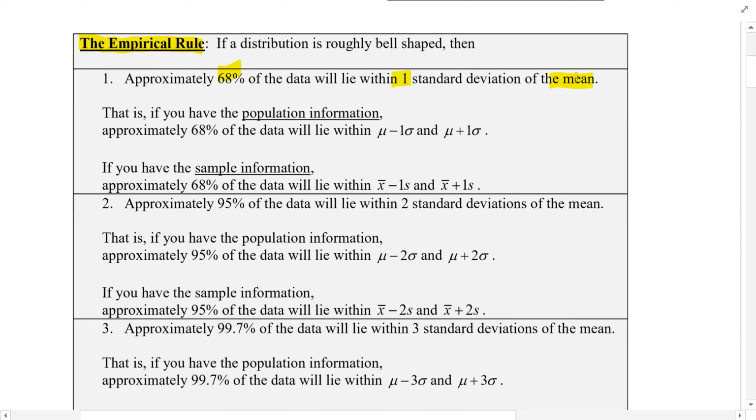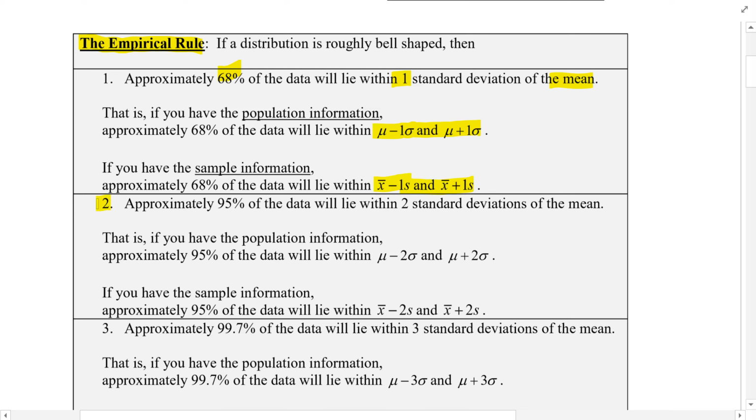What that means is, for population information, you can say 68% lies within mu minus 1 sigma and mu plus 1 sigma. And for a sample, we'll say 68% of data will lie within x bar minus 1s and x bar plus 1s. Similarly, I can do the same thing for two standard deviations.